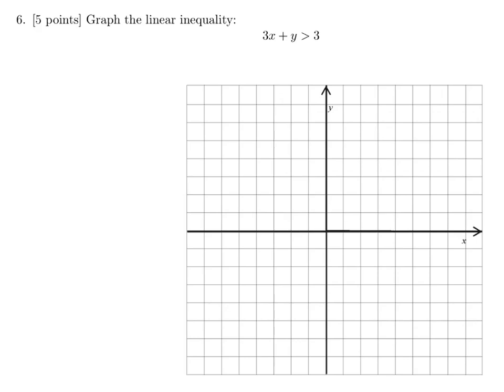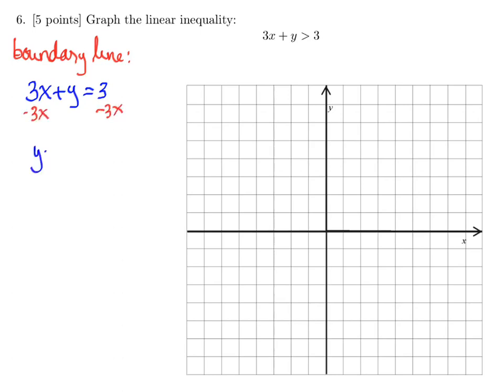So the boundary line is going to be the line that we get by just changing this inequality to an equality. So we get 3x plus y is equal to 3. Now, if we want to graph it, we should probably get it in slope-intercept form. So let's subtract 3x from both sides. So I get y is equal to negative 3x plus 3. So the slope is negative 3. The y-intercept is positive 3.